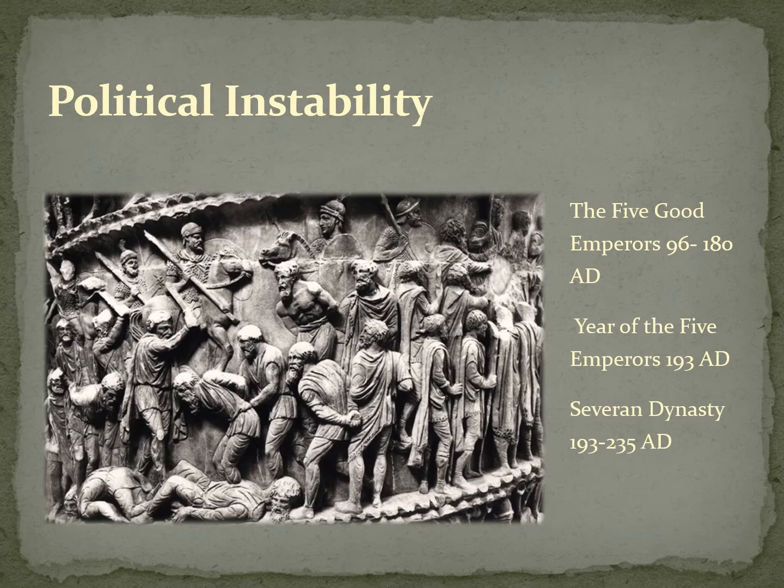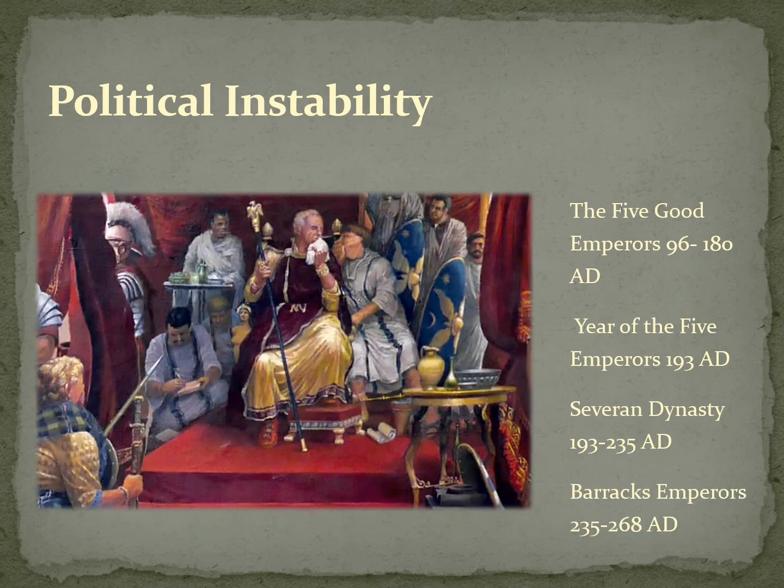Well, the Severan dynasty lasted until 235, when, surprise, surprise, the last of the Severan emperors was murdered. And this ushered in a new phase called the barracks emperors. Barracks because these were exclusively military men. And the barracks emperors continued a lot of the same policies as the Severans, but even more so. They were kind of like the Severans on steroids.